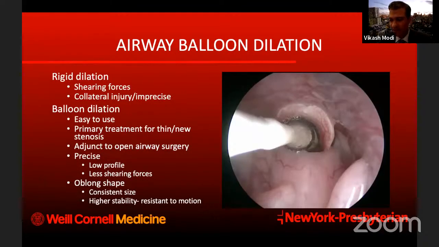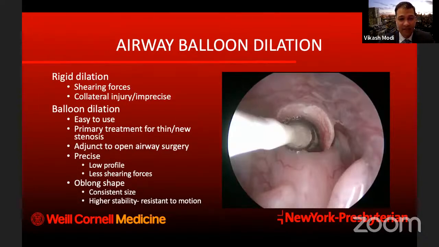And lastly, I'm going to touch on airway balloon dilation. We've got about 12 minutes left. So traditionally, rigid dilation was performed for subglottic stenosis and thin stenoses. The problem with that is there are shearing forces, and you can cause collateral injury because you're taking a hard, solid rod and putting it in and out, and you can cause further injury.